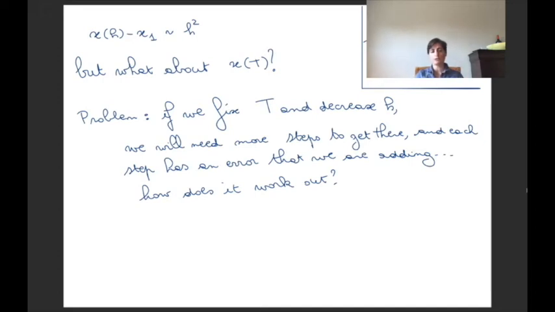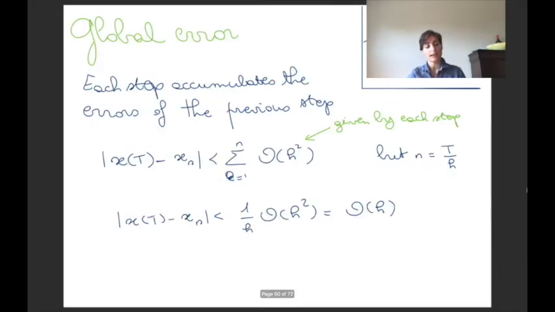So how does this work out? Do we get better results if h is small at the end of the day? Actually, we do, because at the last step you have accumulated all the errors of the previous steps. So you can say that the error at time t, the difference between x(t) minus x_n, where x_n is the approximation at time t, is bounded by the sum of all the errors you've made at every turn. That is O of h squared.